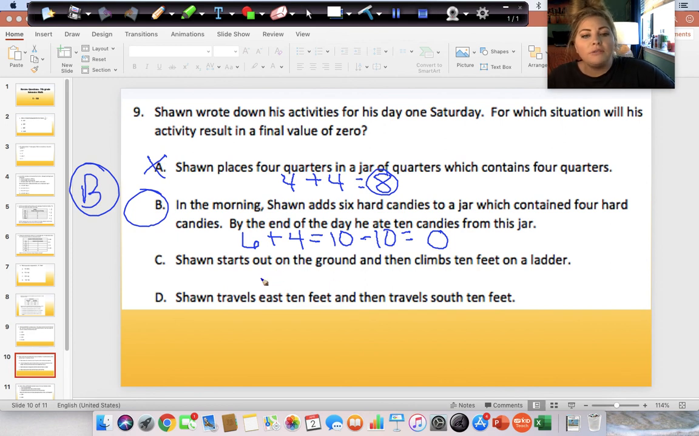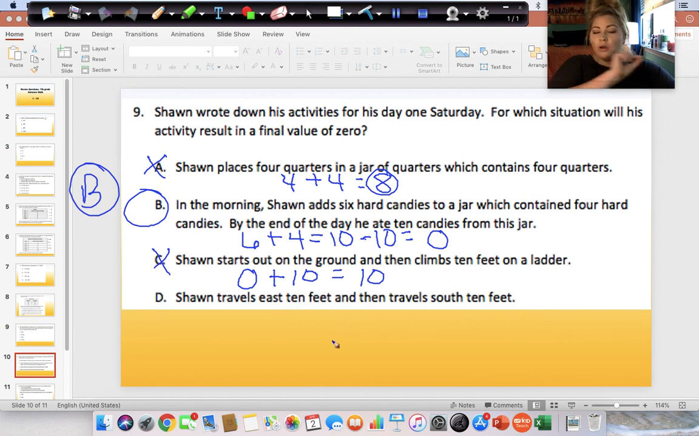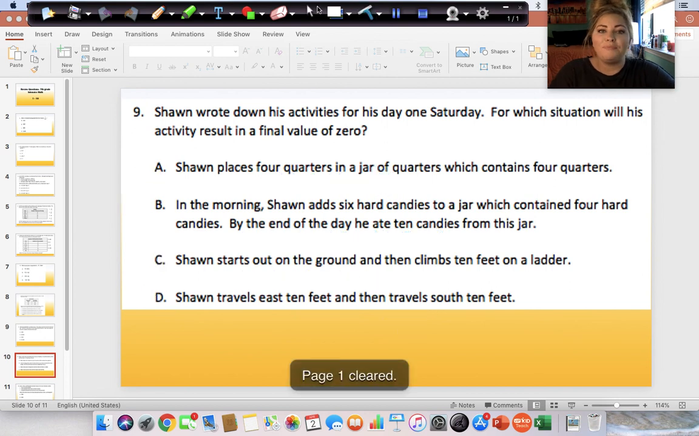Sean starts out at 0 level on the ground, and then he climbs 10 feet on the ladder. So up 10 feet is plus 10. That gives us 10. So that is not 0, so that is not our answer. D, Sean travels east 10 feet. When you travel horizontally, you're not changing your vertical position, right? So we're going to still say that that's 0 because he didn't go up or down any. He then travels south 10 feet, which means he goes down 10 feet, and this would give us a negative 10. So negative 10 is not 0, so that is not our answer either. Okay, so B is the correct answer for this problem.